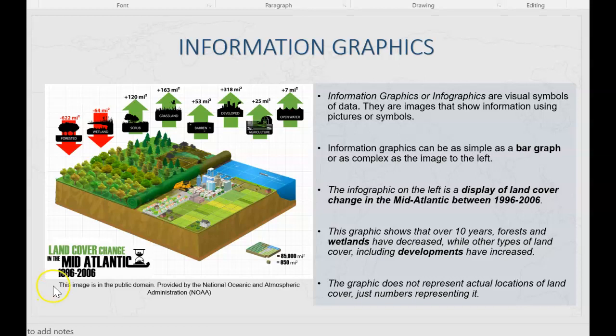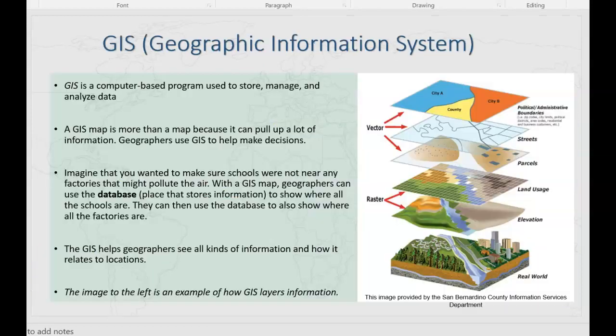So when you look at the picture here, you can see your forest lands here, but then here you can see the industry, and then the symbols up here are showing you how much the forests have decreased, the wetlands have decreased, and then the green arrows show you things that have increased. So colors and symbols, things of that nature, are very helpful in an infographic. The graphic does not represent actual locations of land cover, it's just the numbers that represent the data.